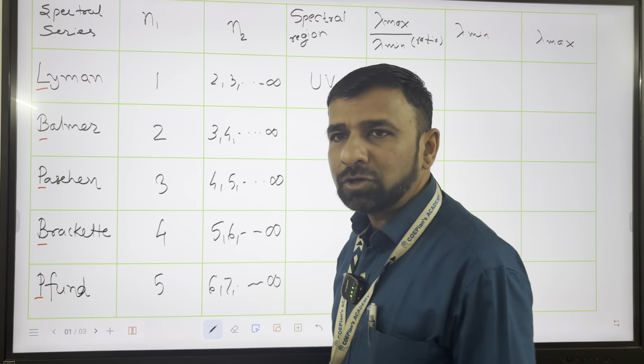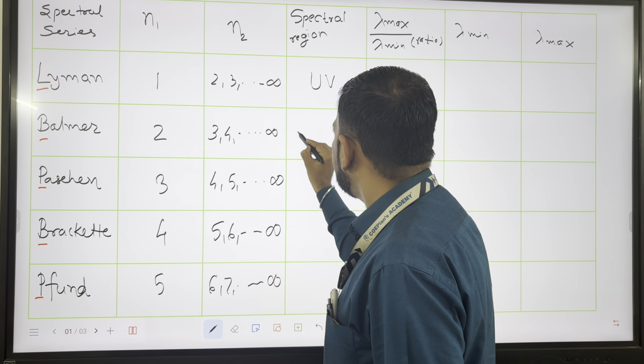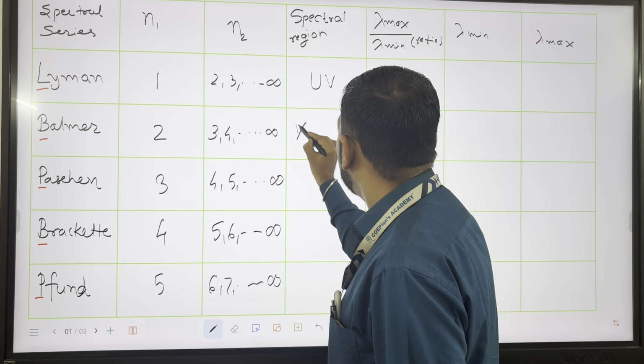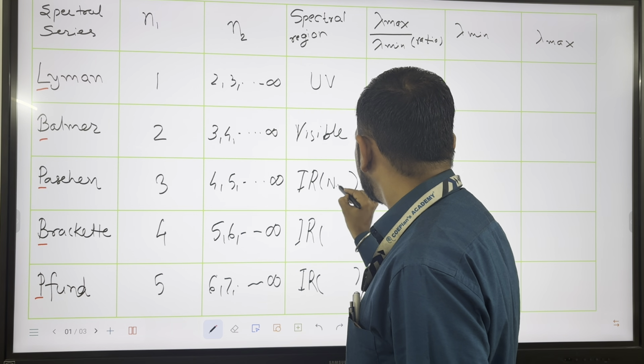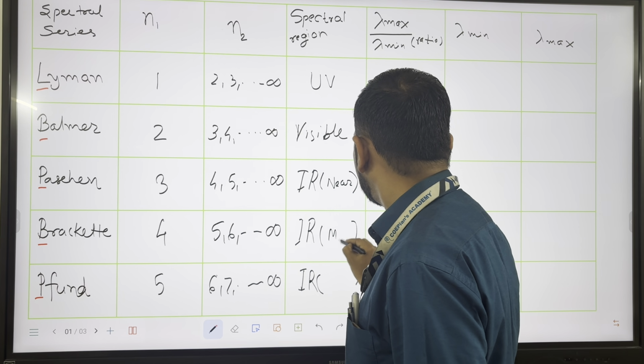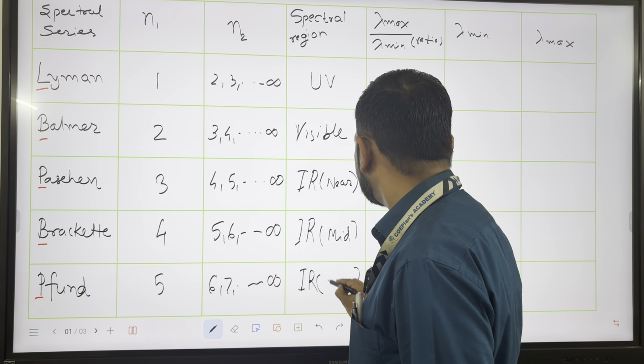Then the spectral region: the Lyman series lies in the UV, by UV you mean ultraviolet. Then the Balmer series lies in the visible. Then the third, the Paschen series, lies in infrared. This is also infrared and this is also infrared. But how to identify that? To identify that, you have to write this: this is the near infrared region, this is the mid infrared region, and this is the far infrared region. Based on these facts, you can be asked any question.